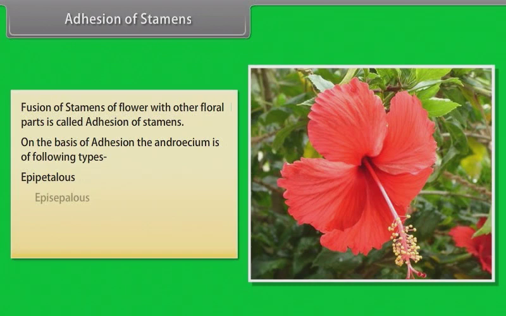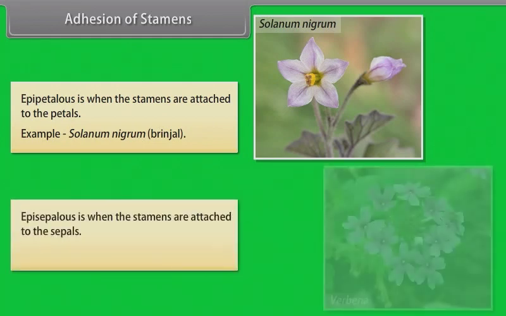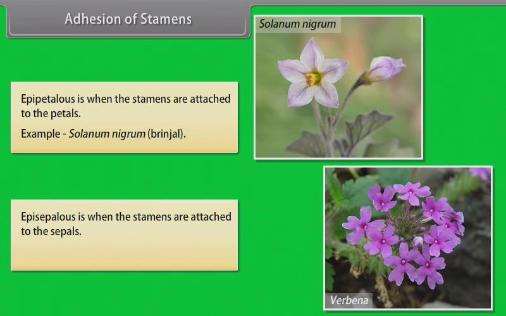Epipetalous, episepalous, epiphyllous, gynandrous. Epipetalous is when the stamens are attached to the petals. Example: Solanum nigrum, brinjal. Episepalous is when the stamens are attached to the sepals. Example: Verbena.